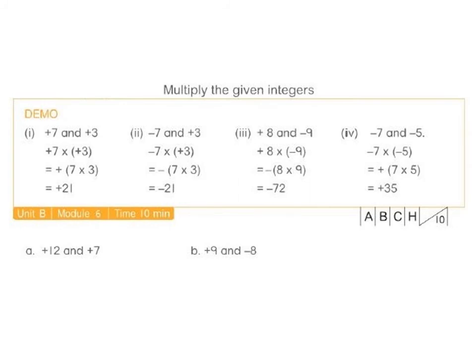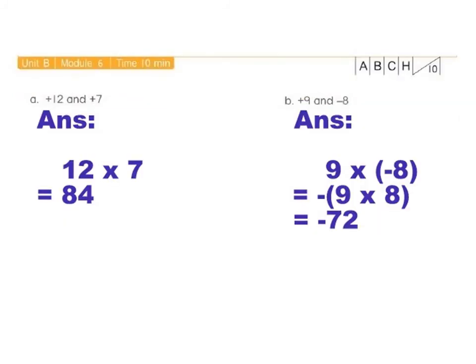Now I am showing you the answers. So in the first one, we had plus 12 and plus 7. So we have to multiply 7 into 12 or 12 into 7. And the answer is 84. In the second one, we have to multiply plus 9 and minus 8. So the answer will be negative and the value will be 9 into 8, that is 72. So the answer is minus 72.